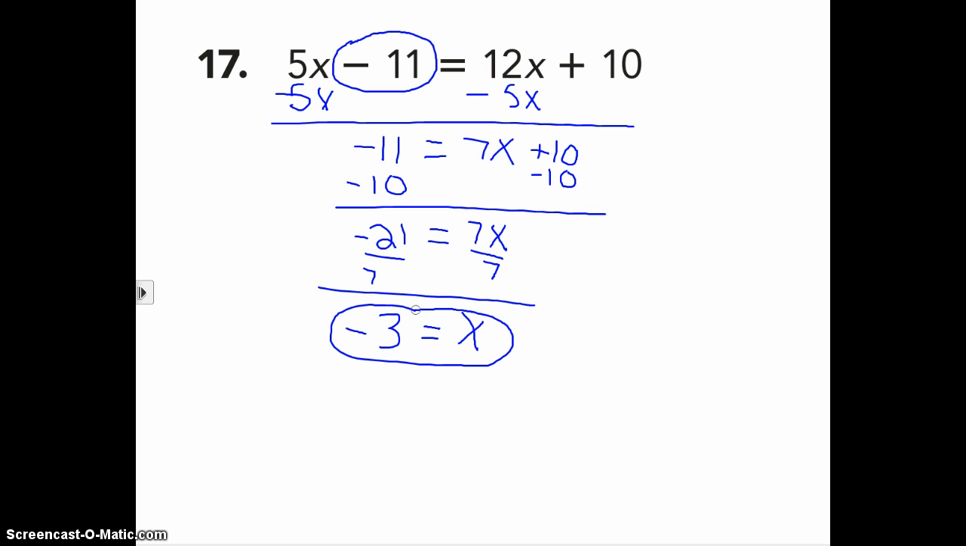I have one more video coming that shows a trick for handling equations like this when you have a lot of fraction terms instead of whole numbers. So if you're interested in that, scroll down the page on my website and take a look.